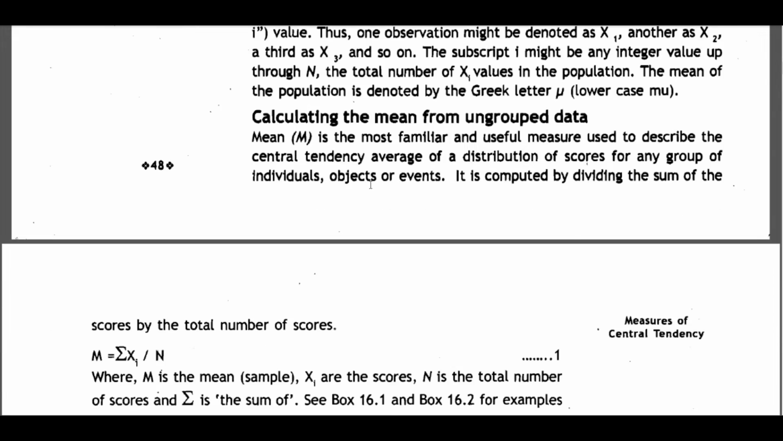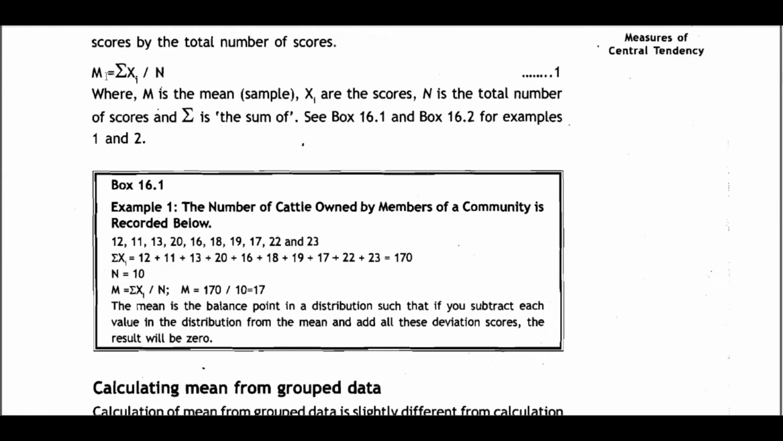Calculate the mean from ungrouped data. Mean is the most familiar and useful measure used to describe the central tendency or an average of a distribution of scores for any group, individuals, objects, or events. It is computed by dividing the sum of total scores by the total number of scores. So this is the average. M is the sum of all the values divided by the total number, where M is the sample mean, x sub i are the scores and n is the total number of scores, and this denotes sigma, the sum of. See Box 16.1 and 16.2 for examples 1 and 2.